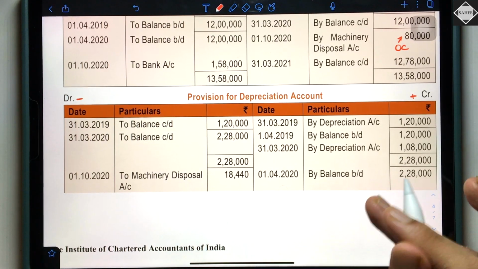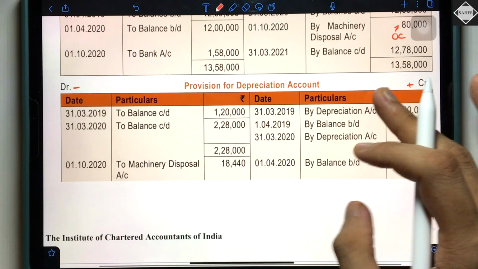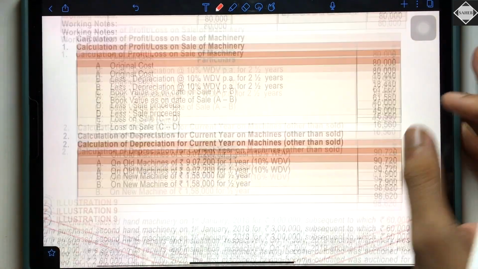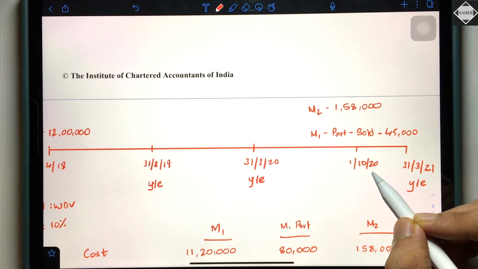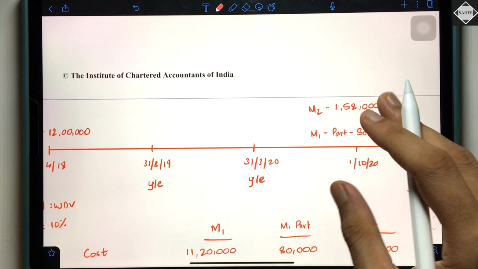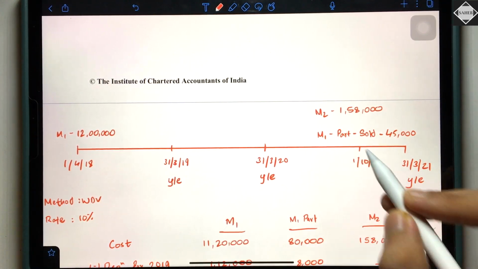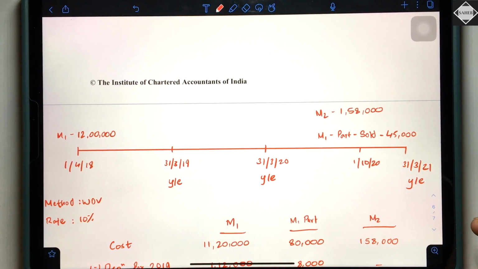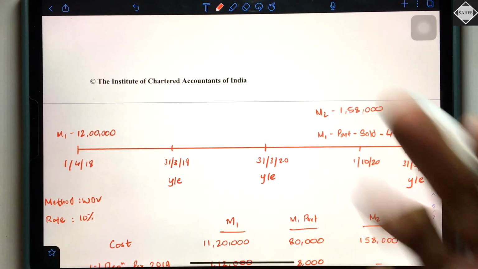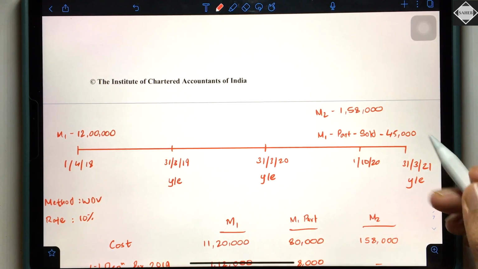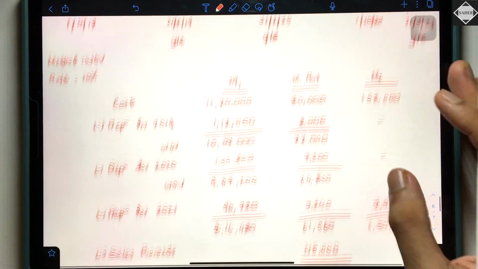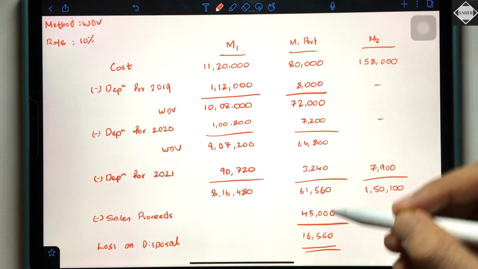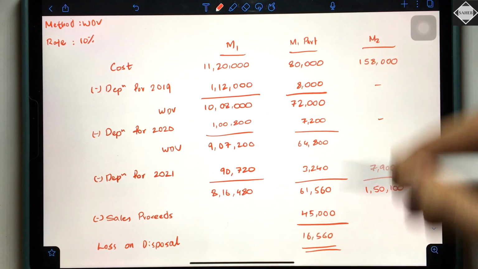And now in this current year, what has happened? Lots of things happened, right? So we have to properly go slow over here. So see, the first thing is we have sold off the asset on 1st October 2020. So whatever depreciation has been accumulated of this part, you have to take that to asset disposal. How will you find that out? How much depreciation has been accumulated of this part? That is why we have the working note. With the working note, you will be able to know how much depreciation you have charged up to the date of sale on the asset which you have sold.